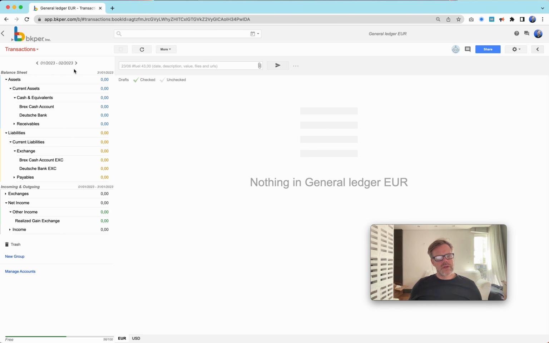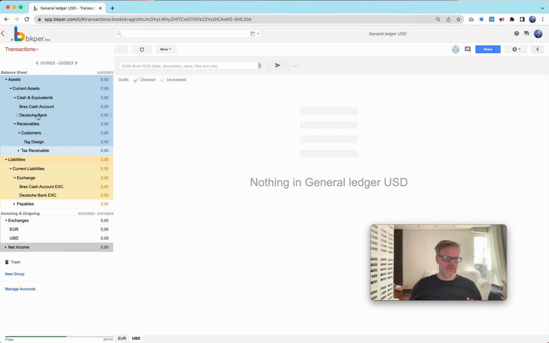Now let's have a look at account group properties. So if you're working with permanent accounts, so this is a Brex cash account and a German bank account. So this one is US dollar and this one is euro, but they're both on the euro book and they're both on the US dollar book, right?